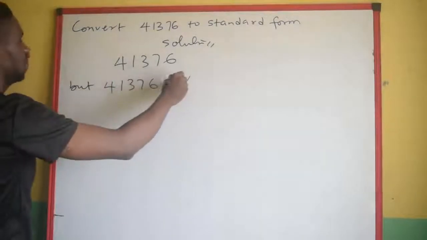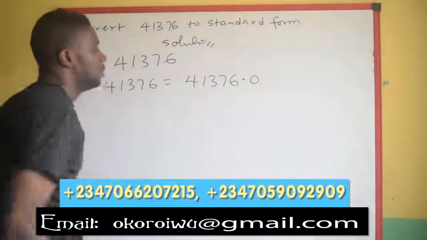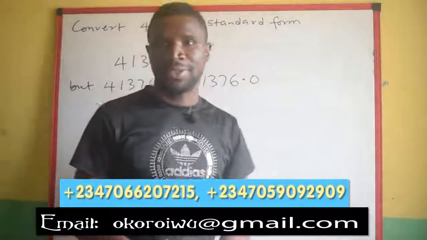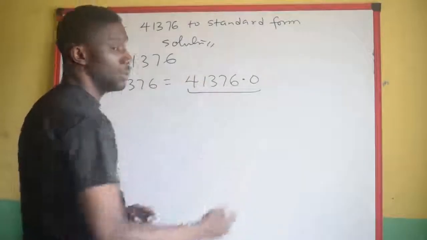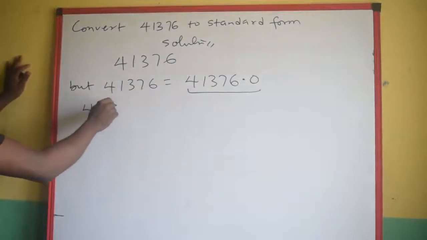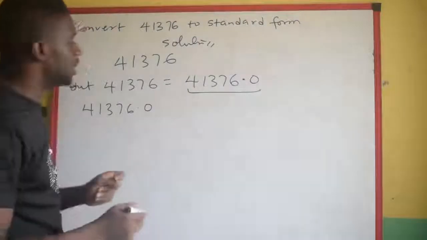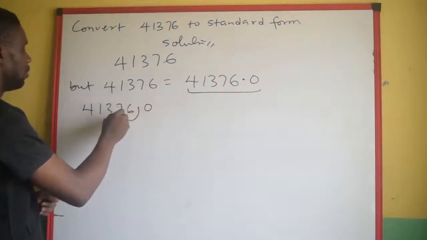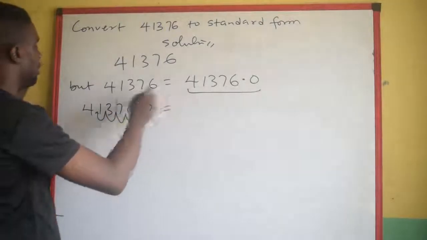is the same thing as writing 41376.0. So both of them are the same. So since both of them are the same, we are going to take this one to work. When we take it to work, that means I'll write down this. So the back of the first digit that is greater than 0 is 1, 2, 3, 4, which is behind 4.